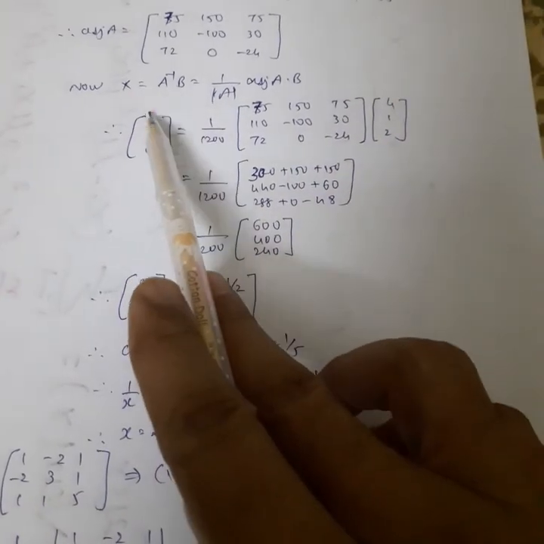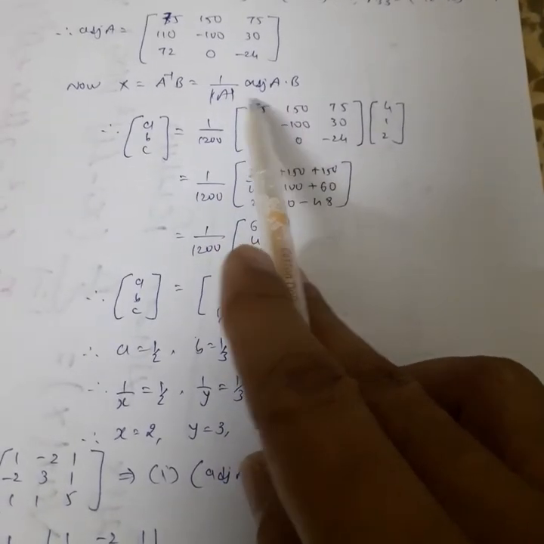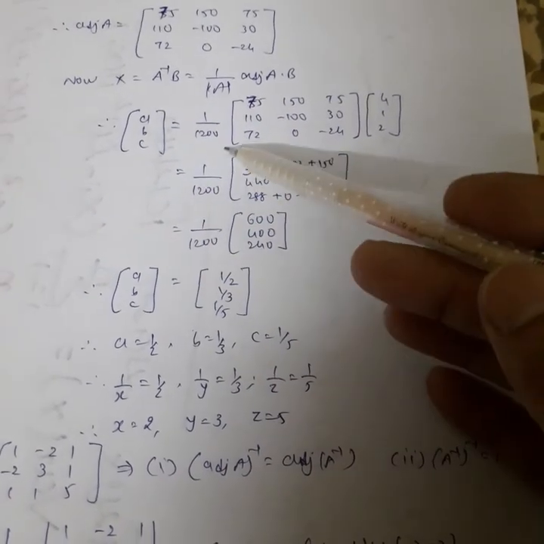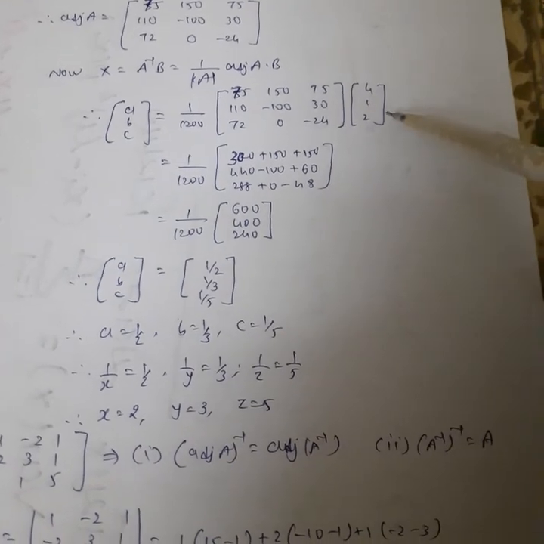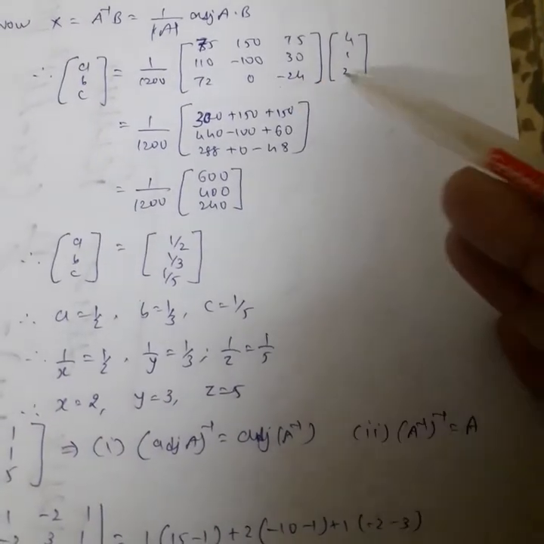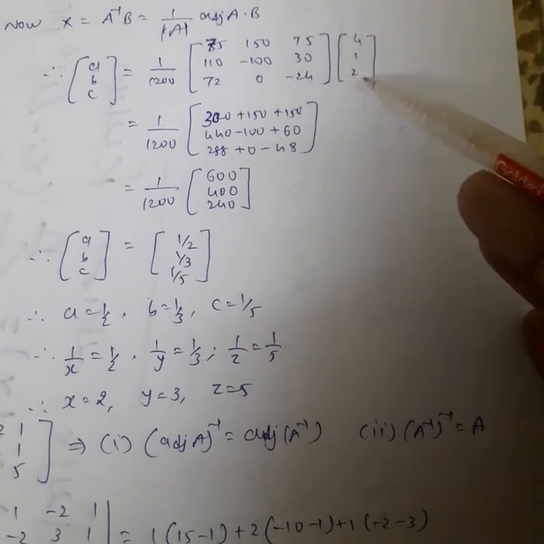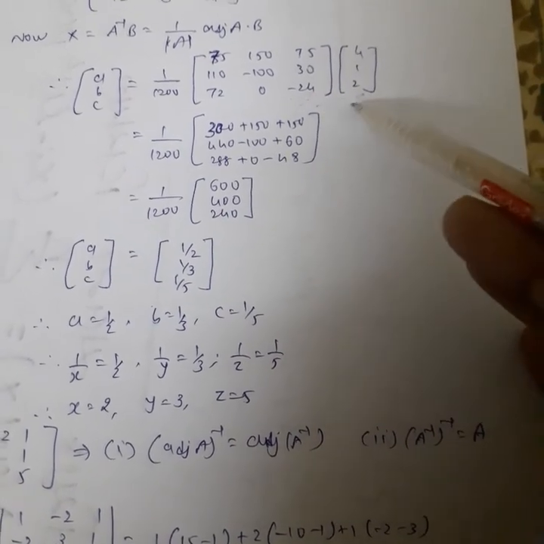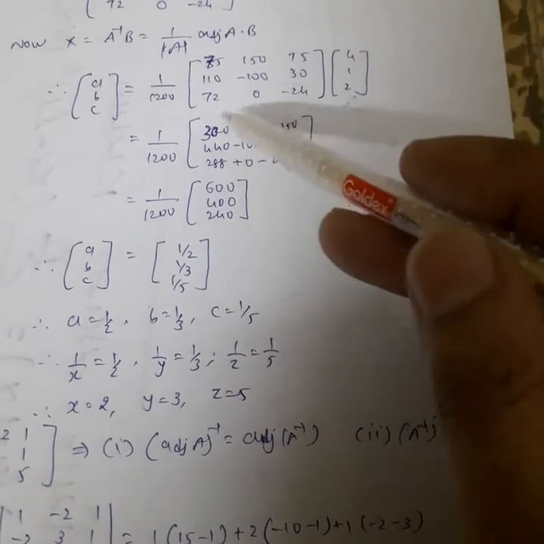Now we have the formula X equals A inverse B, but A inverse is 1 by determinant A into adjoint A. The value of determinant A, we know, is 1200, so 1 by 1200 into this adjoint A, and B is the right hand side, that is 4, 1, 2, matrix B. It is a 3 by 3 matrix and a 3 by 1 matrix, so the number of columns and number of rows are equal, and we can multiply these two matrices. Each row multiplies with this column, and then we get the values of a, b, c.